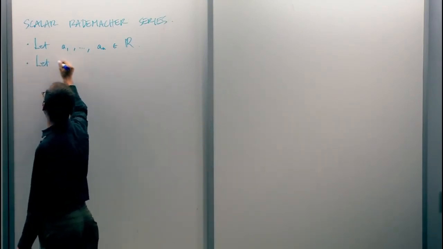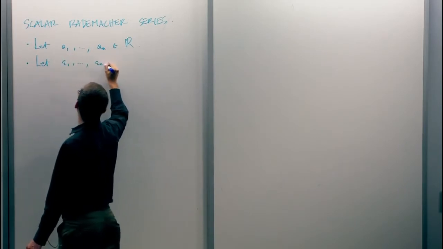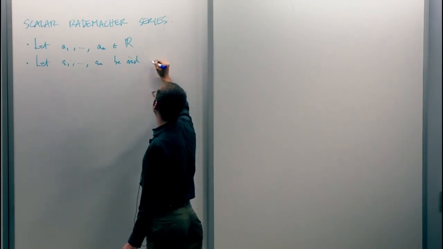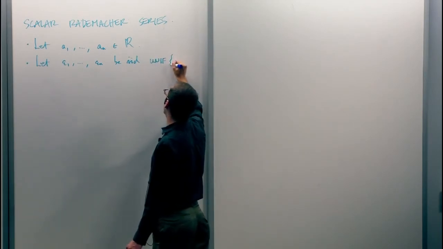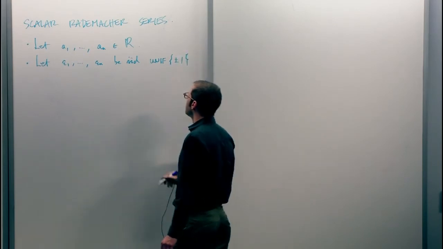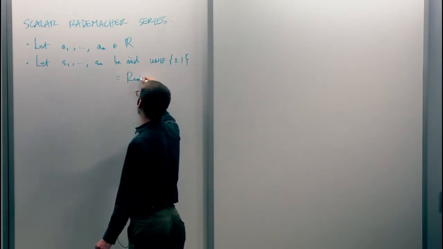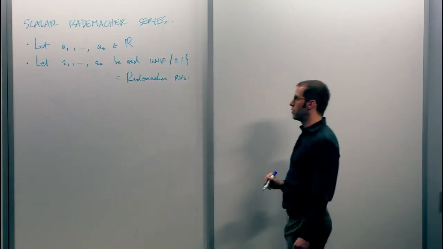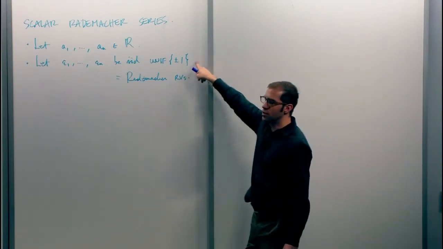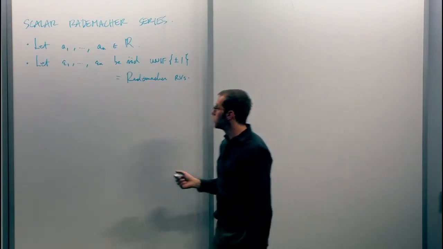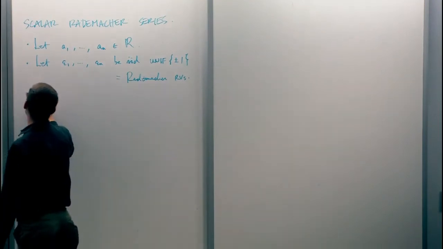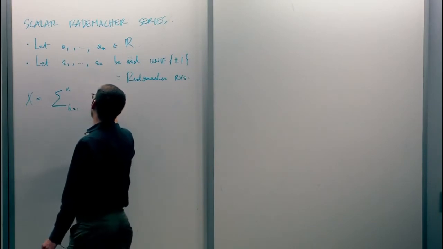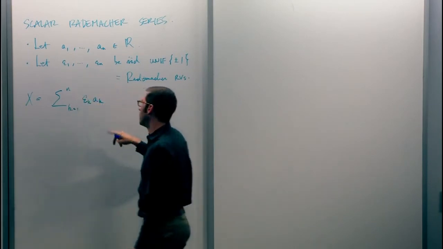So we'll let epsilon 1 up to epsilon n be IID Rademacher variables, which is to say uniform on plus or minus 1. We often call these Rademacher random variables, and I'm going to follow that convention. So independent, identically distributed random signs. And we're interested in the random variable X, which is given by modulating these scalar coefficients by random signs and adding them up.